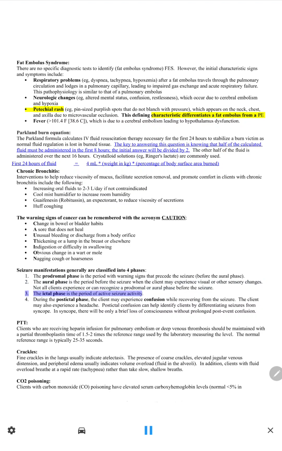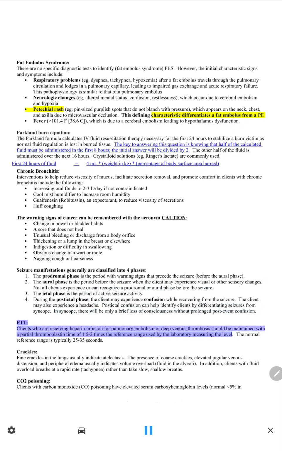3. The ictal phase is the period of active seizure activity. 4. During the postictal phase, the client may experience confusion while recovering from the seizure. The client may also experience a headache. Postictal confusion can help identify clients by differentiating seizures from syncope. In syncope, there will be only a brief loss of consciousness without prolonged post-event confusion.